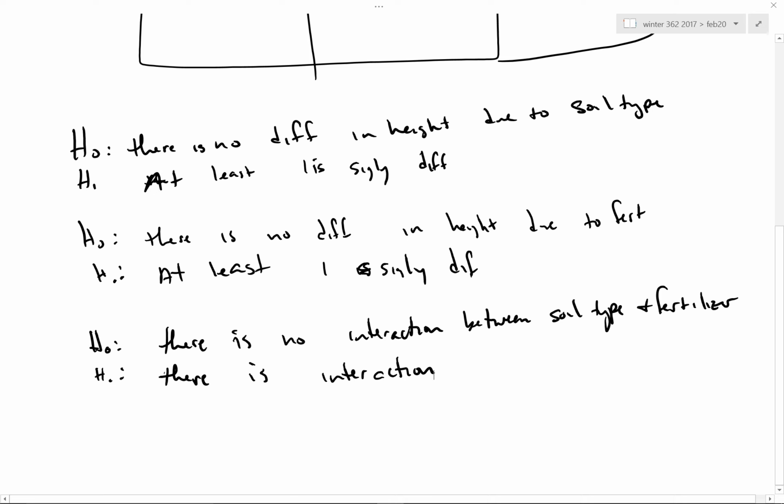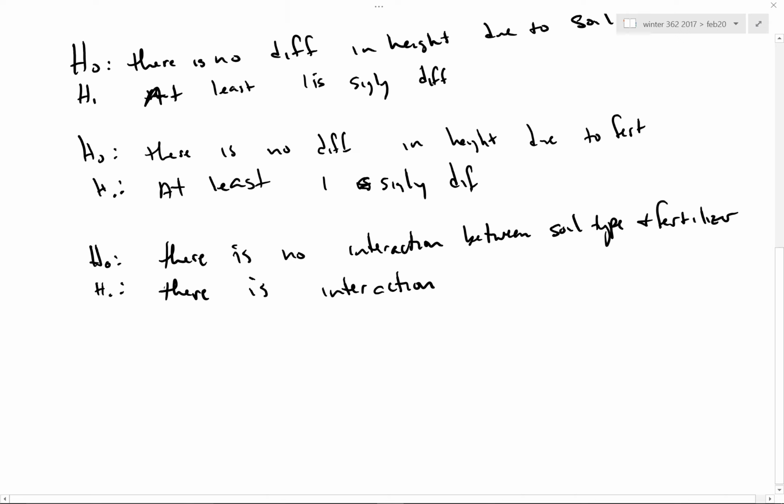Can you not read my handwriting? It's pretty bad. That interaction? There's no interaction. Well, wait a minute. If there's 3 hypotheses, there better be 3 p-values. And you're right, there will be 3 p-values. Nice. And so our table will look like this this time.